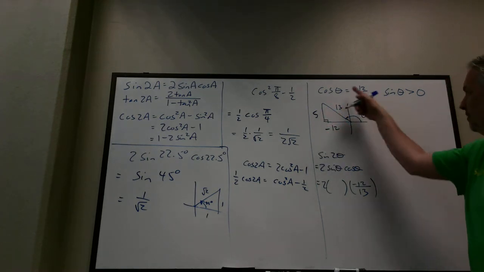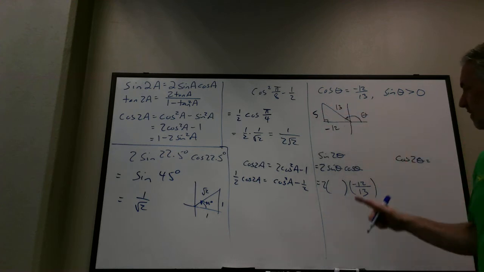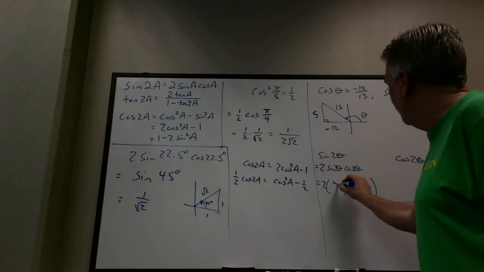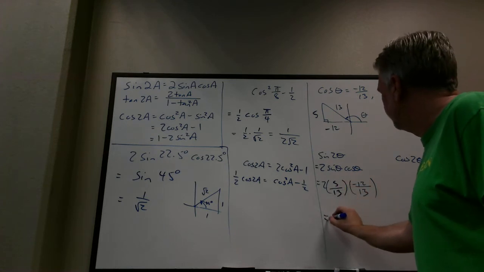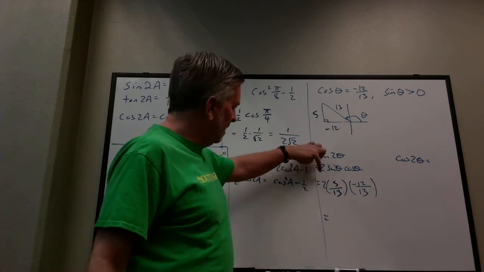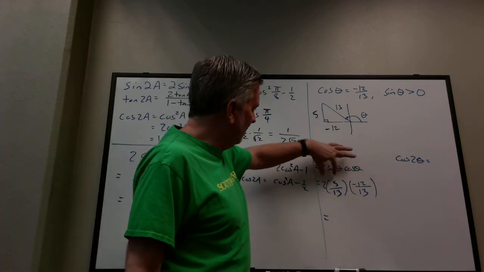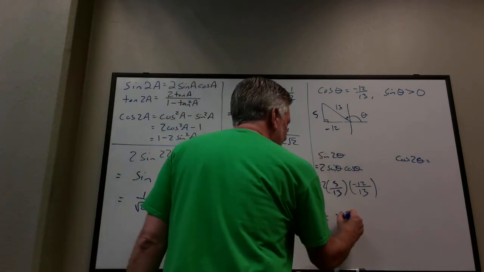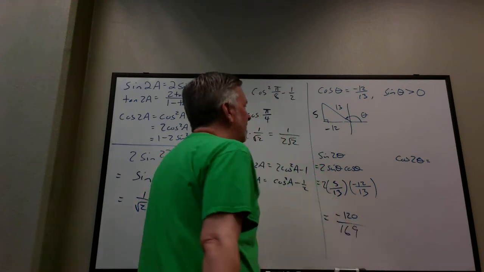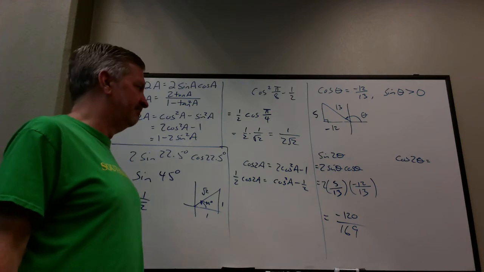Now, there's a picture of theta. You could do all 6 trig functions, but here we only need sine. Sine is opposite over hypotenuse. That's 5 over 13. And if we multiply, again, think of the 2 as 2 over 1. 2 times 5 times negative 12, that's 10 times negative 12, or negative 120. And 13 times 13 is 169. So there's the sine of 2 theta.